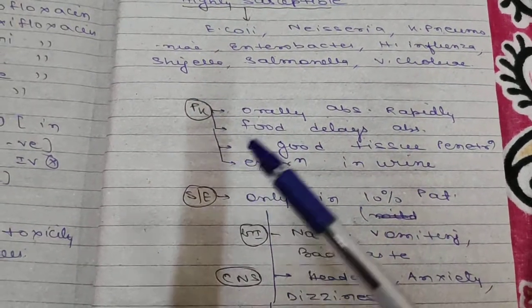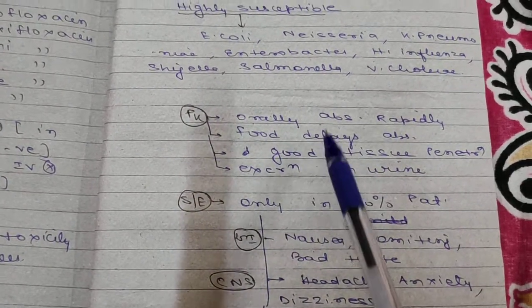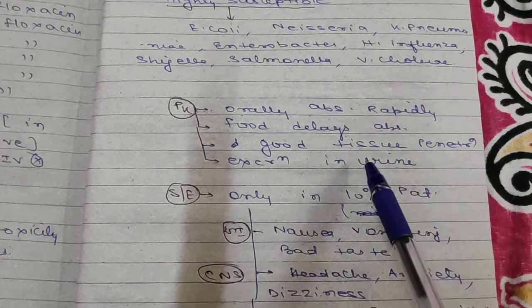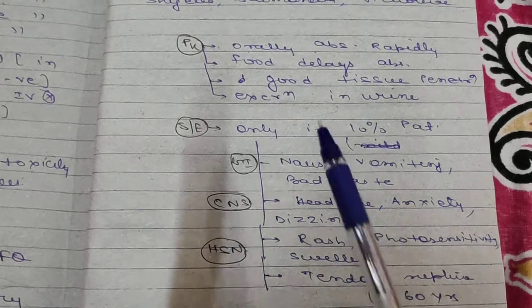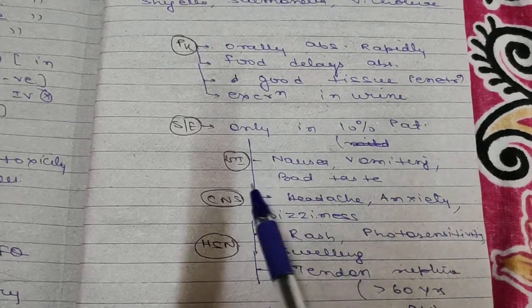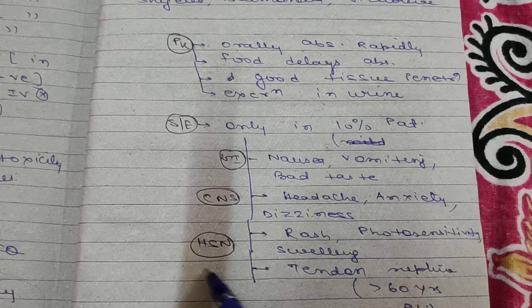Now what is the pharmacokinetics involved? Oral absorption is very rapid, and food can delay its absorption. There is good tissue penetration, and it is excreted in urine. Now what are the side effects? Side effects are seen only in 10% of patients: GI side effects, CNS side effects, hypersensitivity reactions.